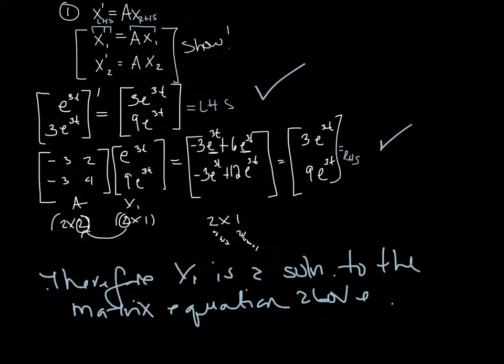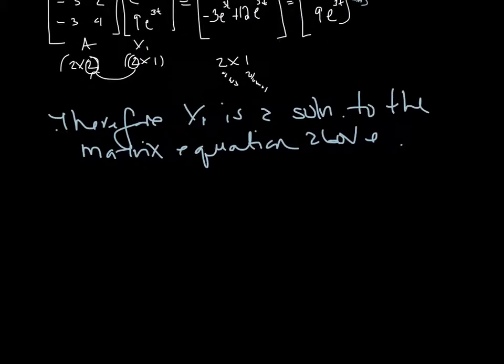It should work because it says verify. Okay, so the next part, number 2, is to use the Wronskian to show that our solutions are in fact linearly independent.